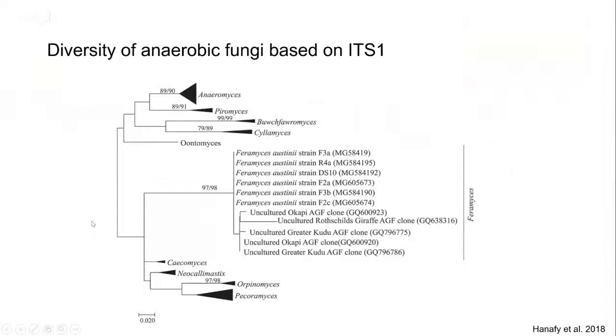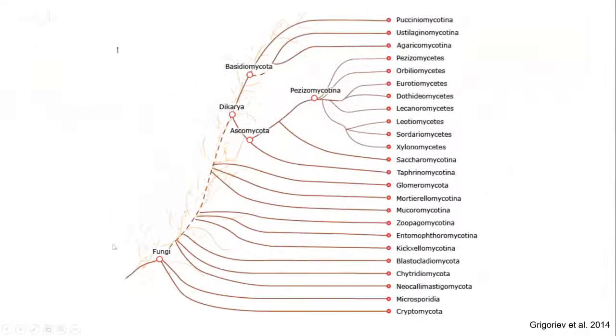So you can see that the diversity is not very, very large for anaerobic fungi. But how do they look in the bigger picture compared to other members of the fungal kingdom? This is a synthesis plot generated by Igor Grigoriev at the Joint Genome Institute. And you can see that Neocallimastigomycota is at the bottom here as a very early branching phylum, along with Chytridiomycota.